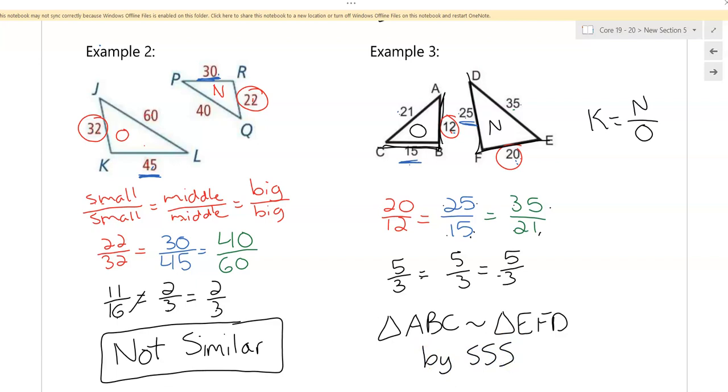We're not going to worry about the next side, the proof on that last side. We're going to skip that. Okay. So go ahead, get started with your activity.